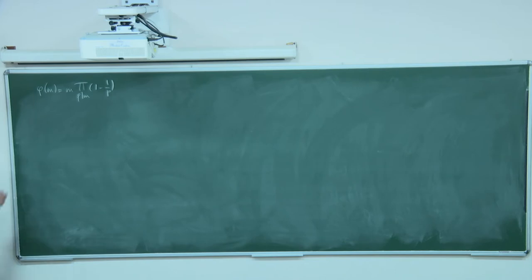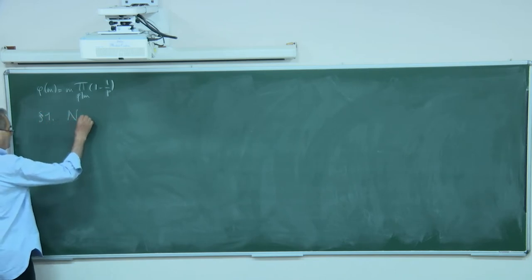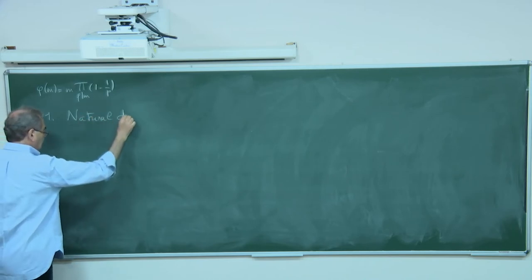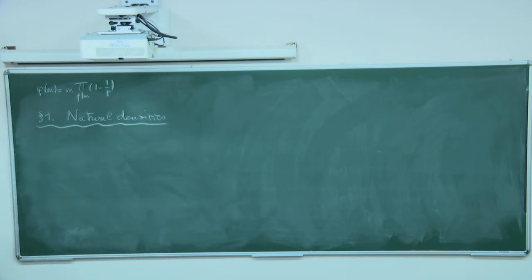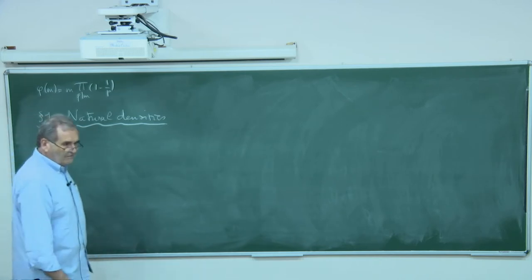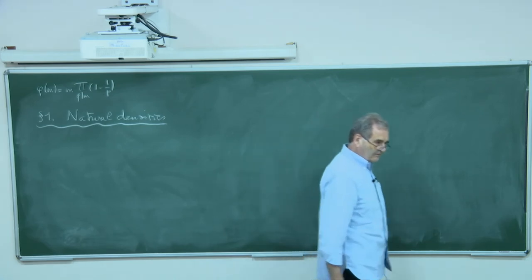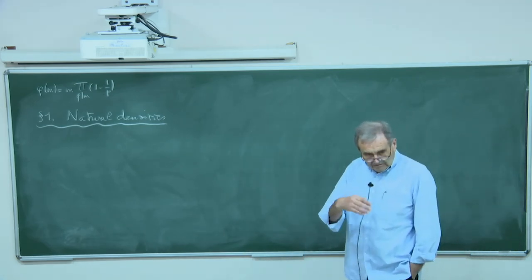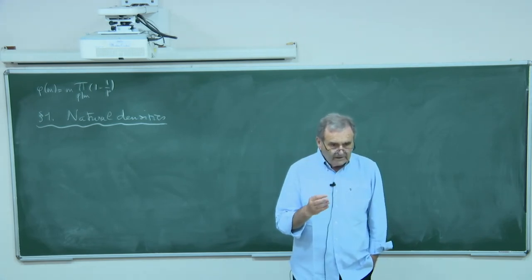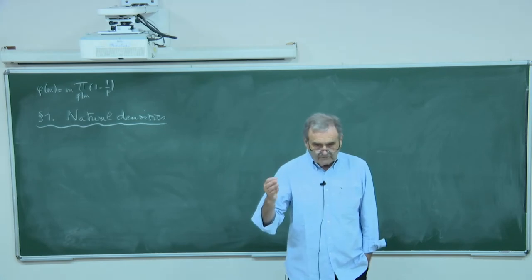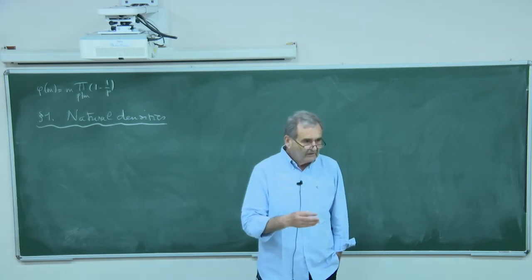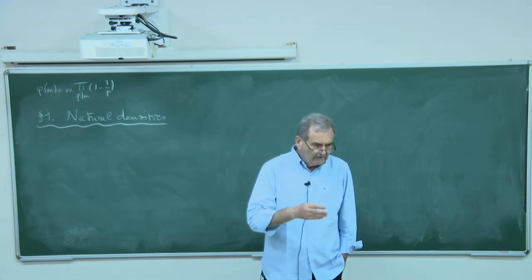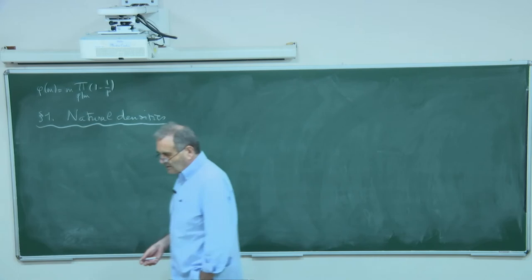I would like to start with densities, and first to say something about natural densities. Essentially, what we call a density is something which takes values in [0,1]. If you have the empty set, the density is 0. If you have the full set, all the integers, the density is 1. And if A is included in B, then the density of A is at most equal to the density of B. So this is what you mean.